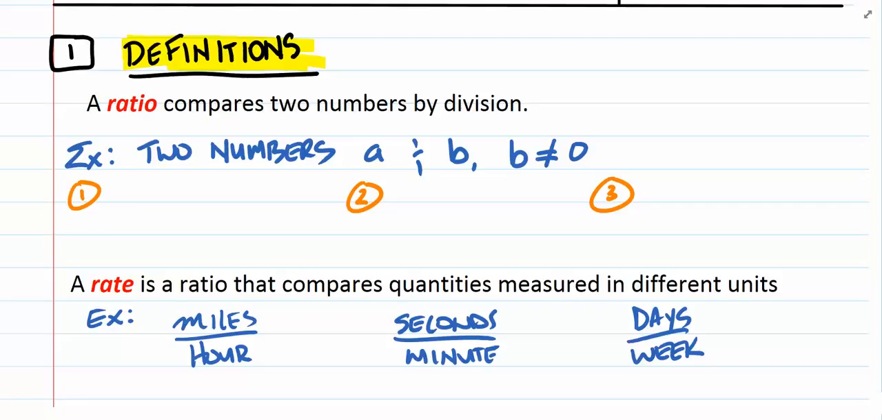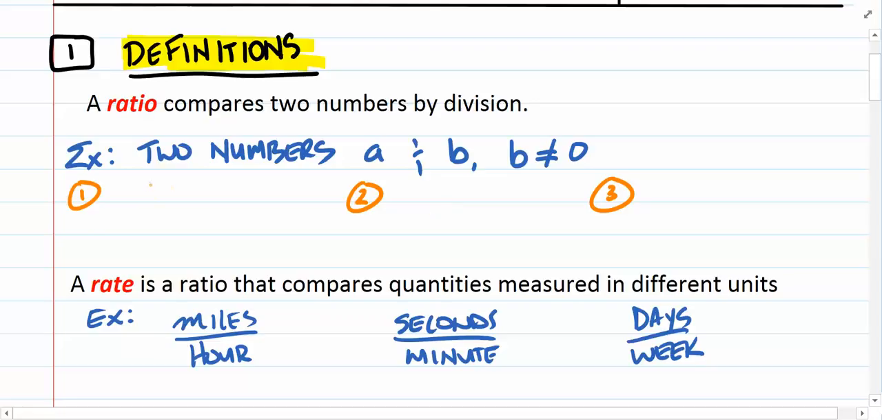So let's say, for example, we have two numbers A and B, where B is not equal to 0, and there's a very important reason why B can't be 0. That's because we're never allowed to divide by 0. But if we have two numbers A and B and we want to make a ratio, there are three ways that we could do it.